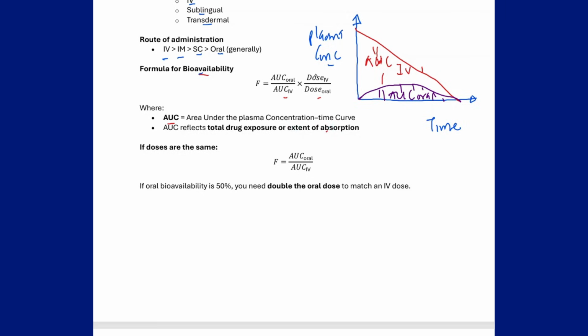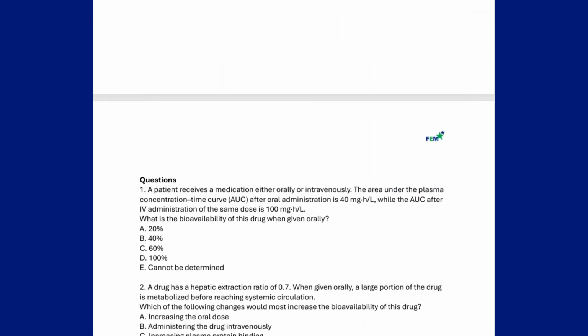And if the dose of the IV that you are giving is the same as the dose of the oral, both of them cancel each other out, and then you can conclude that your bioavailability equals the area under the curve for oral divided by area under the curve for IV. And if the bioavailability is 50%, that means you will need to double your oral dose to be able to match an IV dose. So now let's do some questions together.